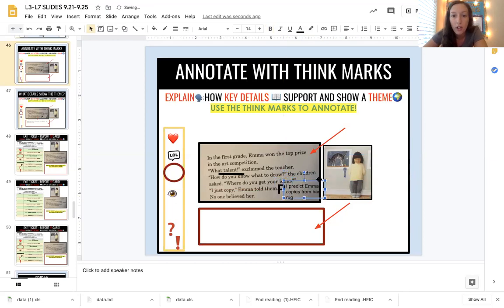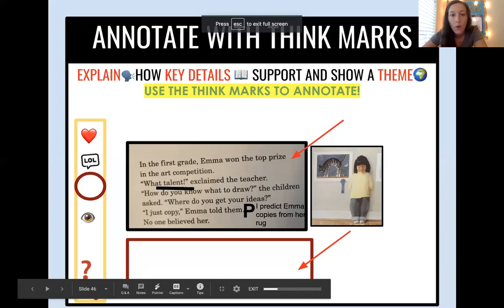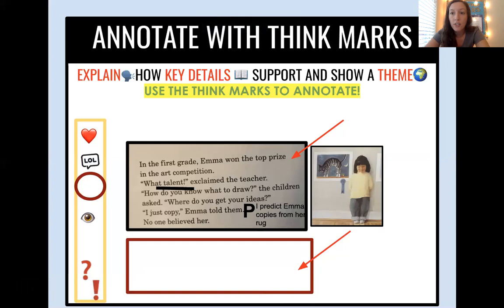After you do that, you are going to make a sentence like I just did. So let's look at that together. We read the page and we underlined the word talent. That was the first think mark that we used. Talent is an important word on this page because this whole page is about how Emma wins different awards. So the talent is what she wins the awards for. She wins the awards for being a good artist because she's talented at drawing and painting. So that's why we underlined the word talent.